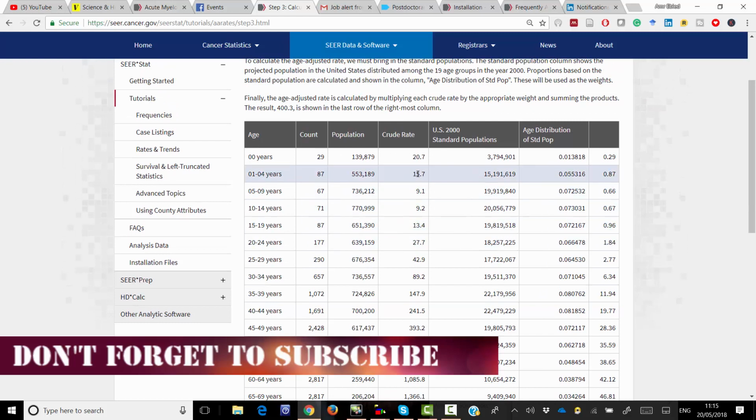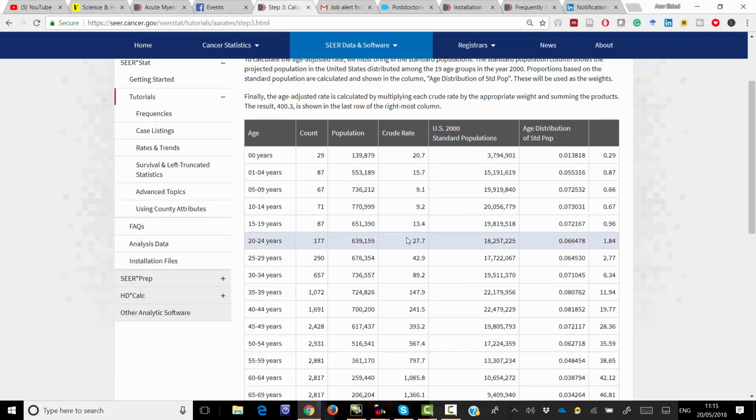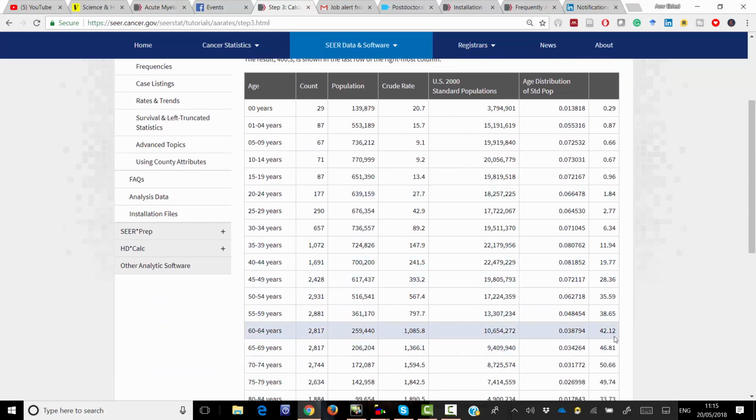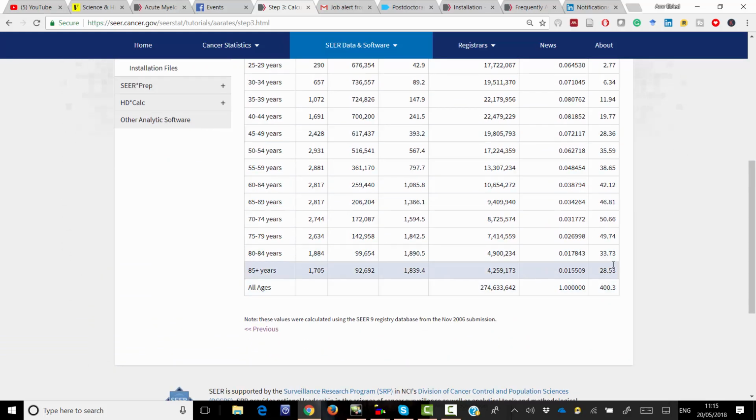So you can see now how different the age-adjusted incidence rate is from the crude incidence rate. You can repeat that for all other age groups, and then you can get the age-adjusted incidence rate, which you can use for comparison.